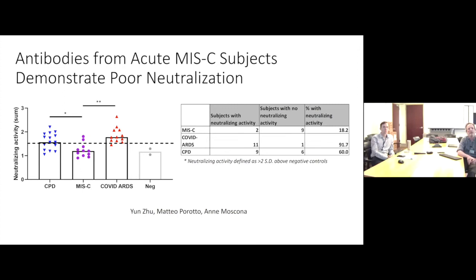And here we have quantified it both ways, just with semi-quantitative analysis of the neutralization assay, as well as just using a cutoff for the presence of neutralization activity.